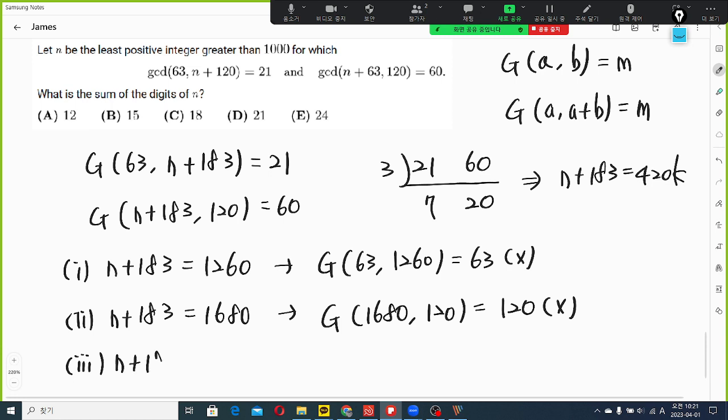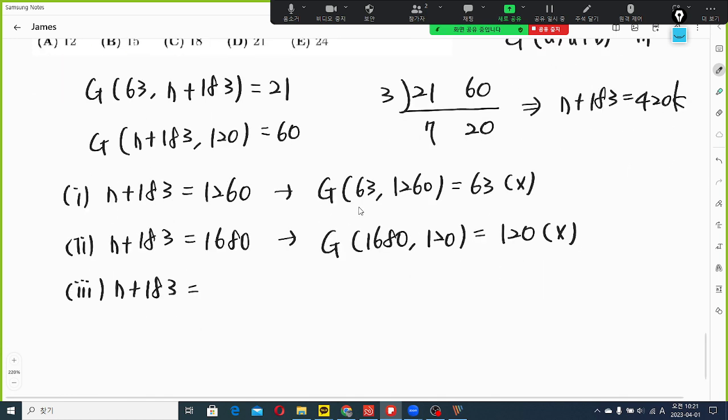So what's the next multiple of 420? Yep, add 420 to 1680. 1680 plus 420 is 2100. Yeah, 2100 exactly.